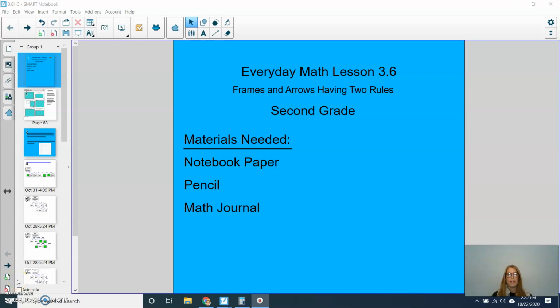Hi boys and girls, welcome to Everyday Math Lesson 3.6, Frames and Arrows Having Two Rules. The materials that you'll need today: notebook paper, pencil, and your math journal.